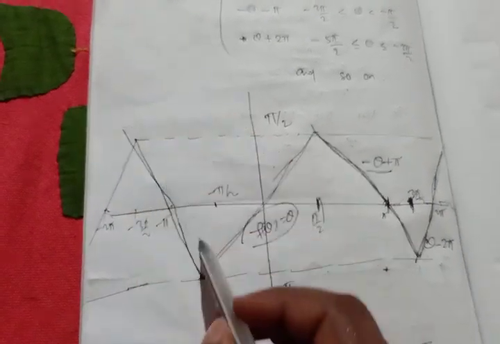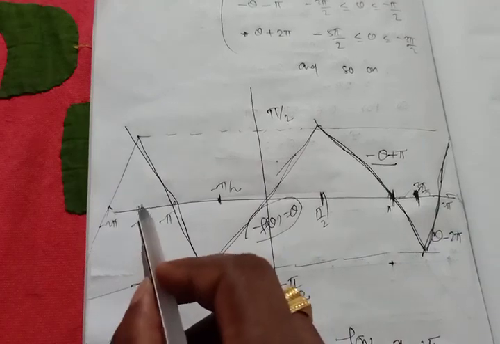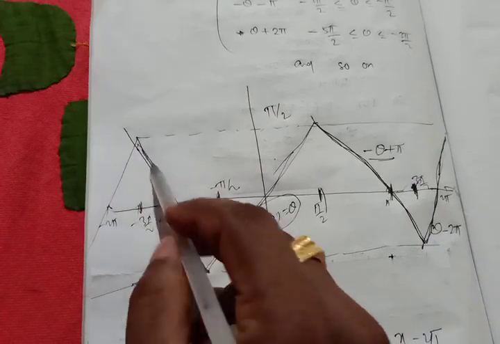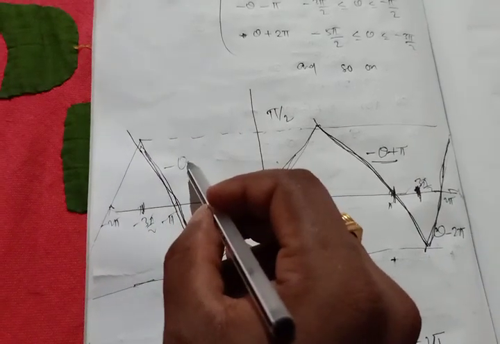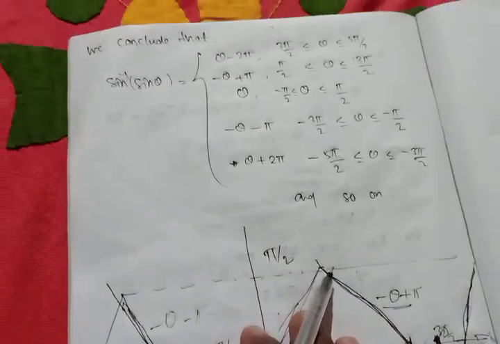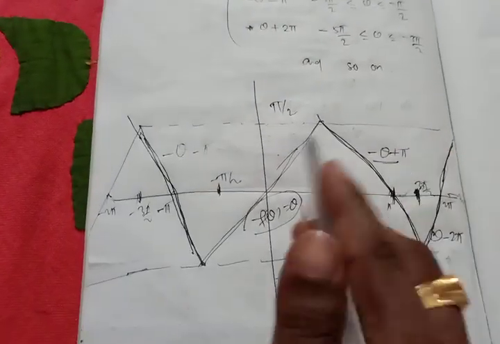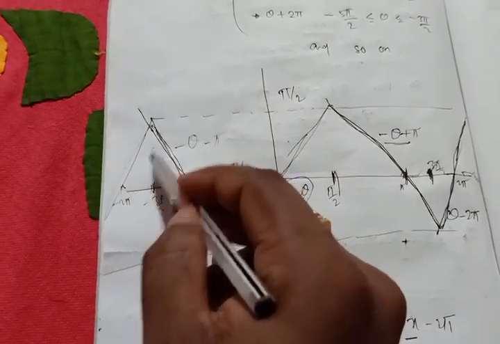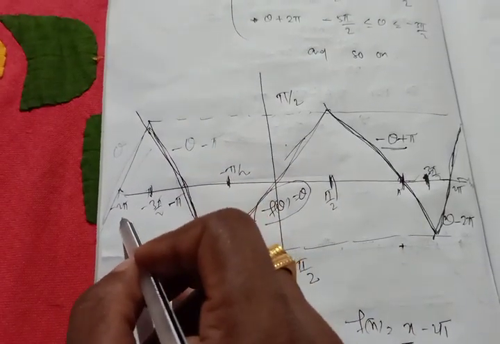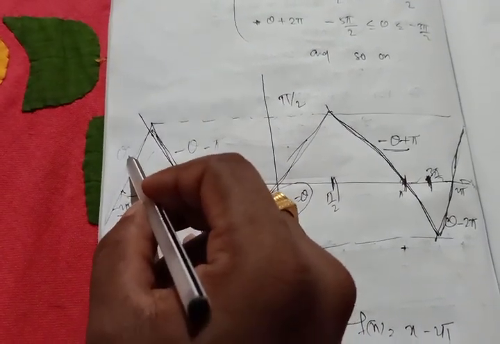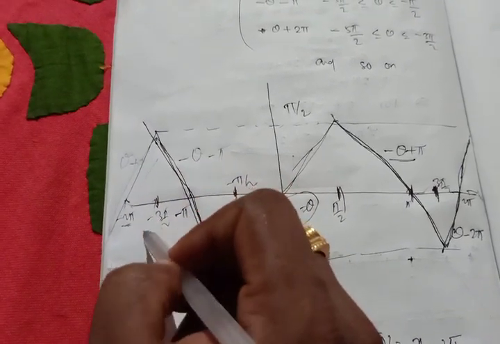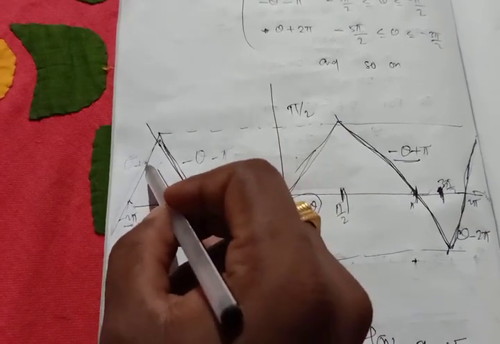Similarly, come to this side also, where theta is in between minus 3 pi by 2 and minus pi by 2. This is the answer. It has a negative slope, so you take minus theta, passing through the point minus pi, so here it is minus theta minus pi. And this one has a positive slope, so it has theta. Then it passes through the point minus 2 pi, so it is plus 2 pi.